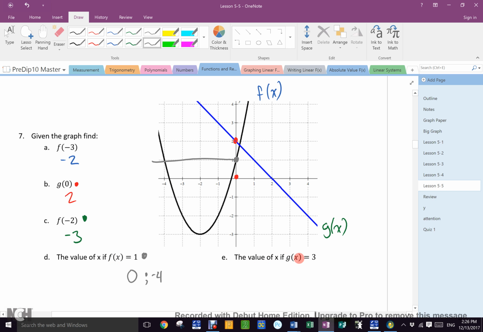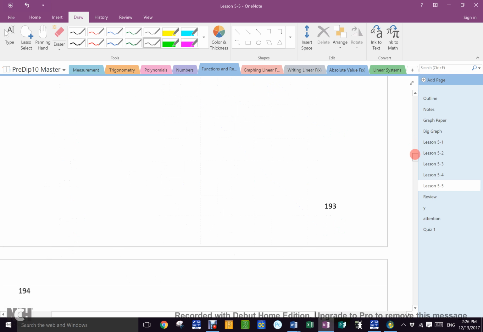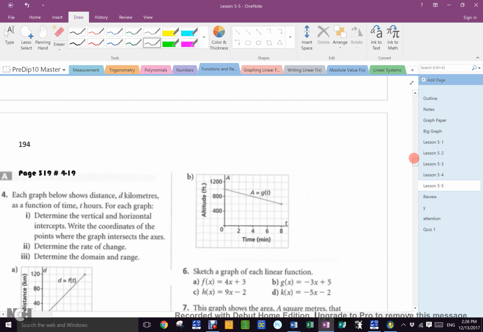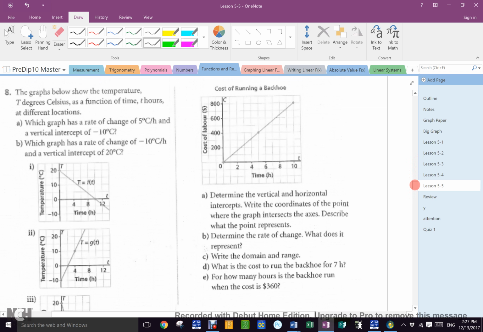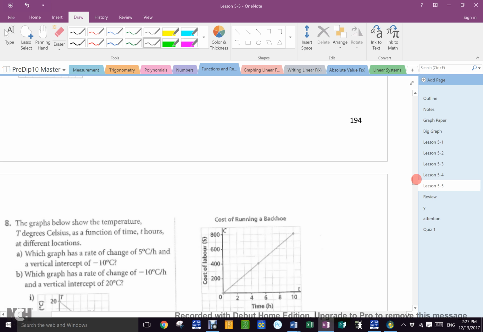Okay, so what's this one? Ah! And the world will never know. Finish that page and do 194 and 195. I'll do the quiz tomorrow.